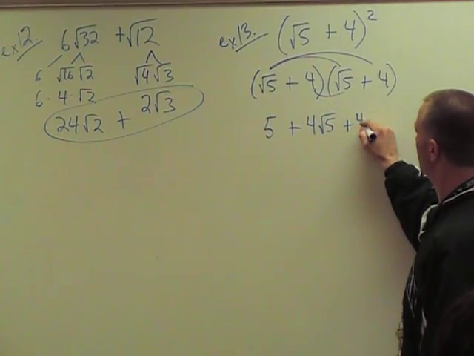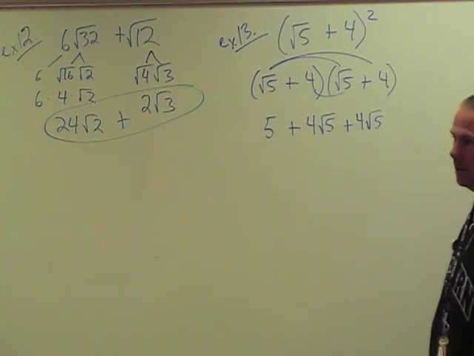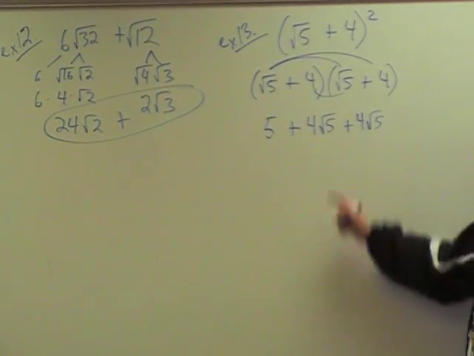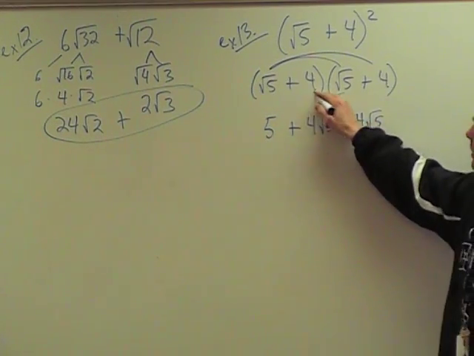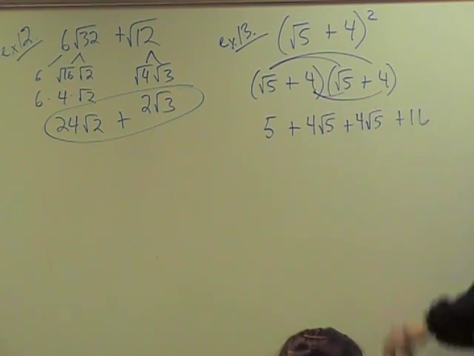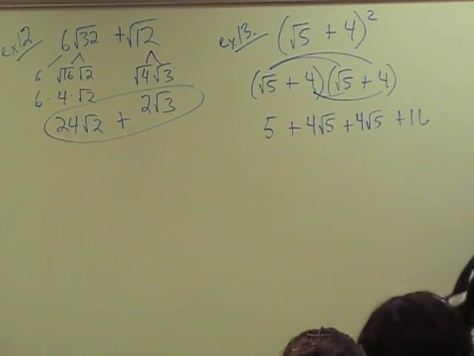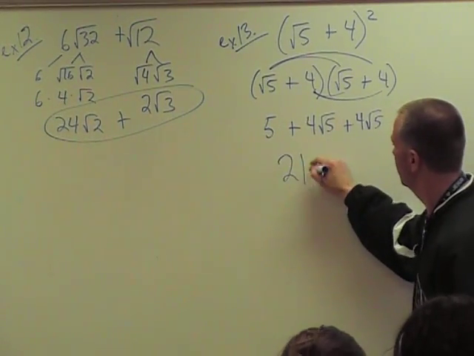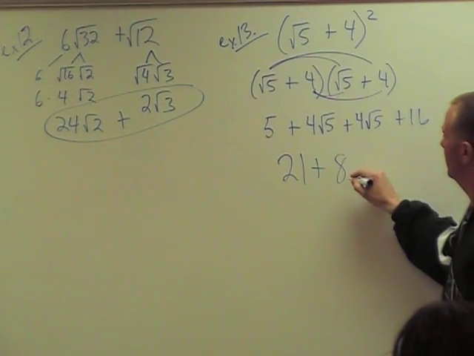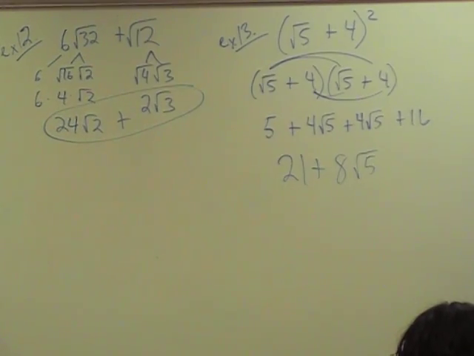That's 4 square root of 5. That's where the 2ab comes in for your middle term. There's 2 of them. And 4 times 4 is 16. Combine terms, 5 plus 16 is 21. That's 8 square root of 5. That's your answer.